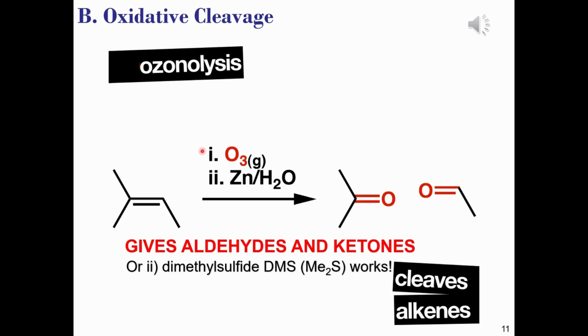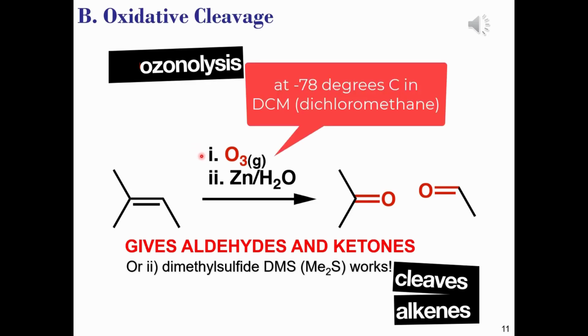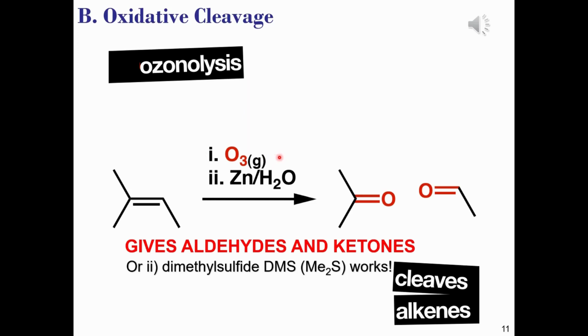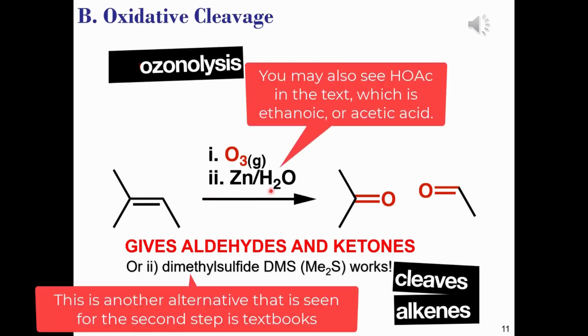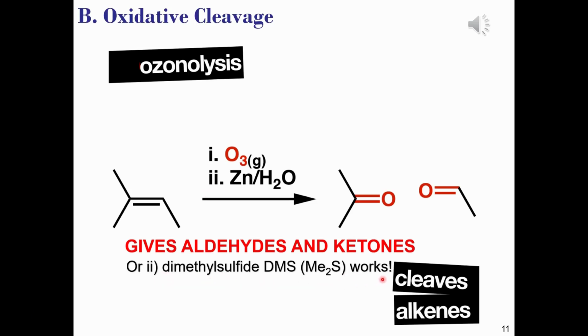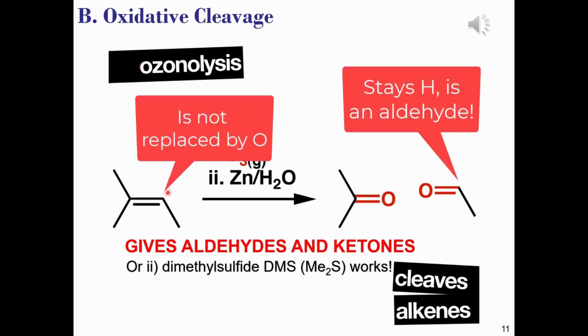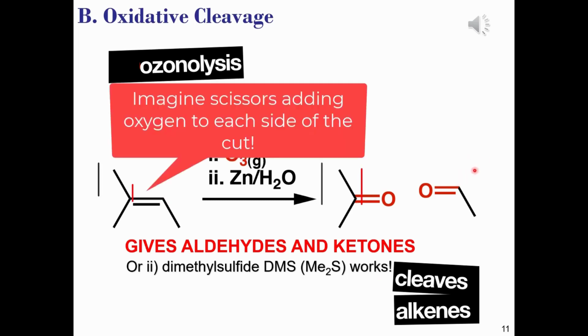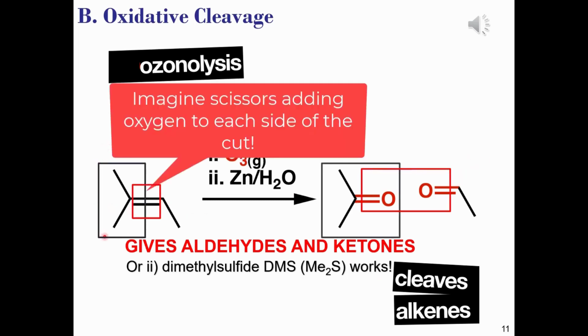Here the use of ozone, and this happens at -78 degrees Celsius in a dichloromethane solvent, causes the oxidative cleavage to occur. The second step uses zinc and water or acetic acid to yield the aldehyde and ketone products we see here. As seen on this slide, the hydrogen on the right hand portion of the alkene becomes the aldehyde, whereas the disubstituted chain on the left side of the alkene is what is responsible for the ketone.